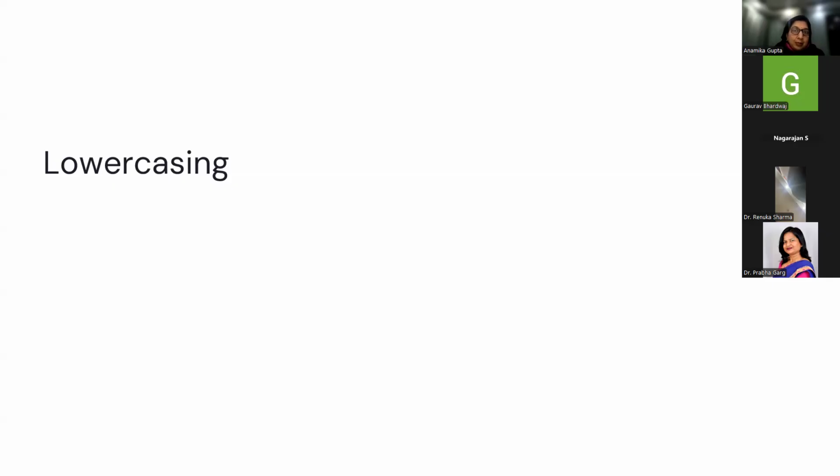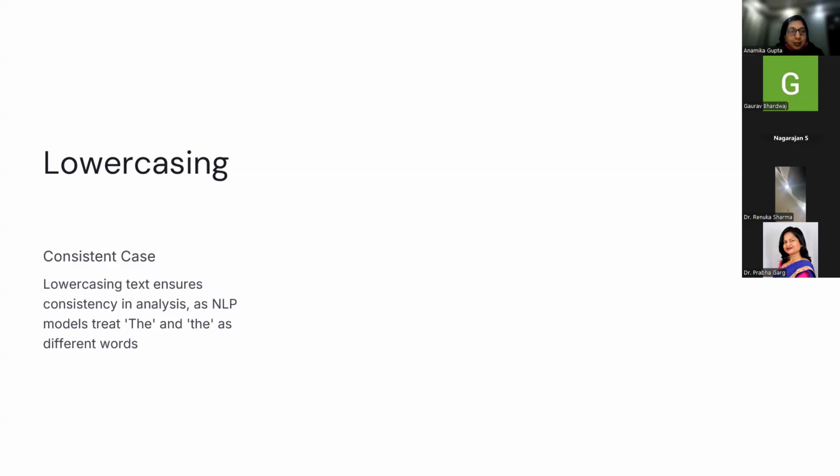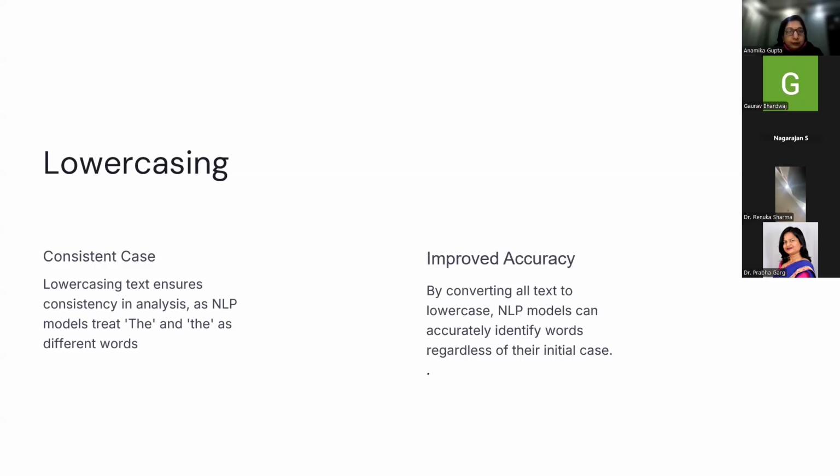The point is that the whole text should be converted to one format so that there is consistency in the data. Capital THE and small the should not be treated as different words. They should be treated as a single word. And of course, it improves the accuracy if we have fewer words. Already in text mining or text analytics, the dimensions, the number of columns, or the number of words that we have in a single document is a very, very big number. When we increase the number of dimensions or words, the algorithms become more complex. So our focus should be to decrease the number of features in any of the documents.